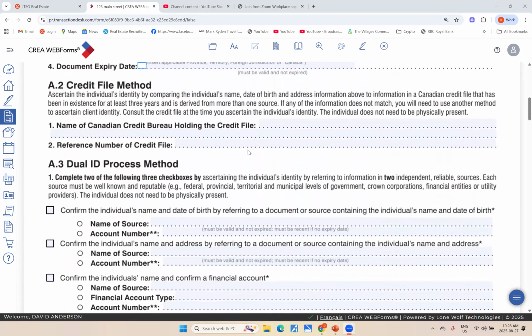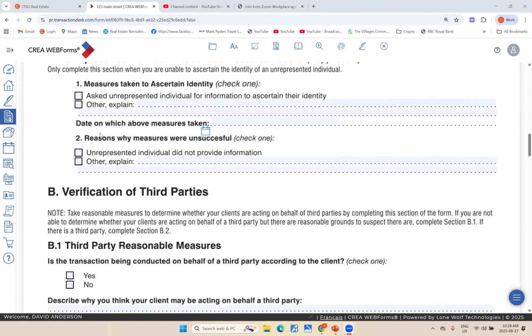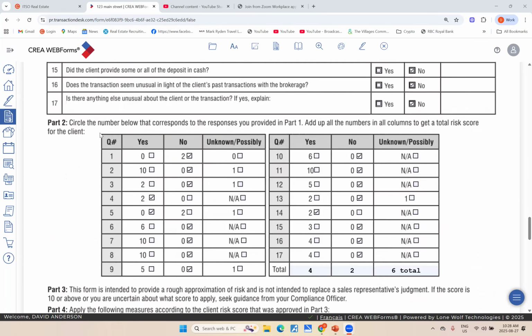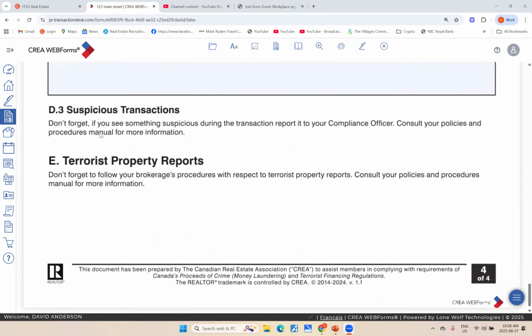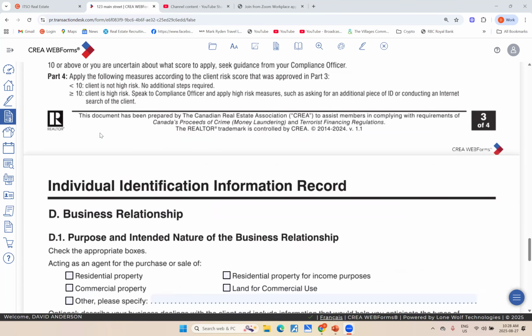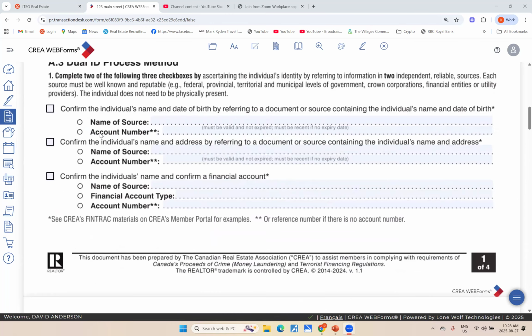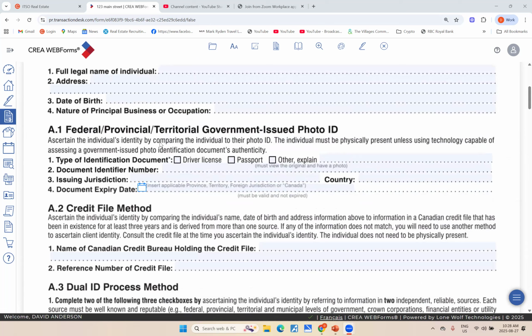You'll see that it's set up in different types of A, B, C, and D. And each one has components within it. So let's go through A. A talks about the different types of ways that you can ID someone. A.1 is a federal, provincial, territorial government issued photo ID. So this is the easiest one, is that you get government ID and you use that to ID someone.